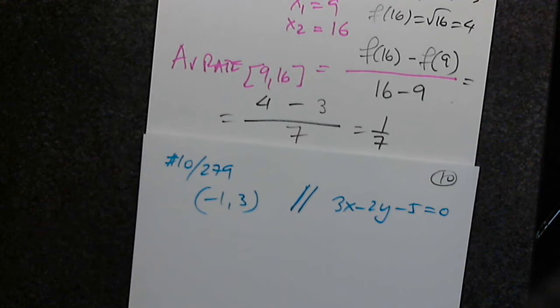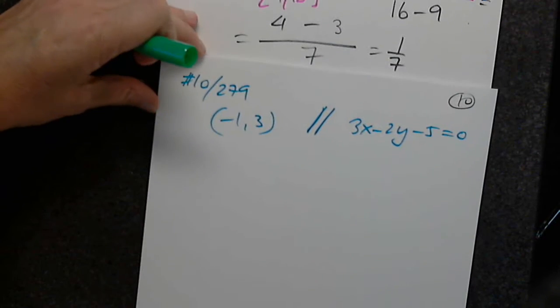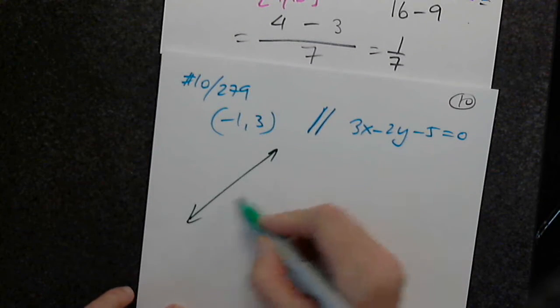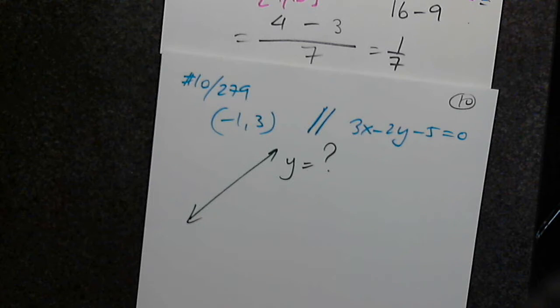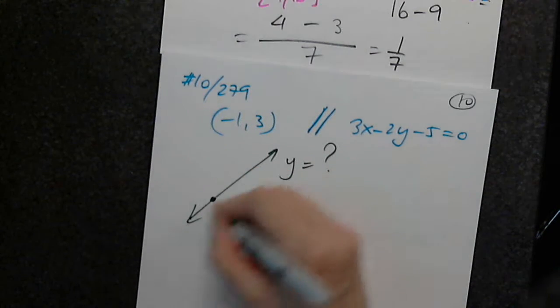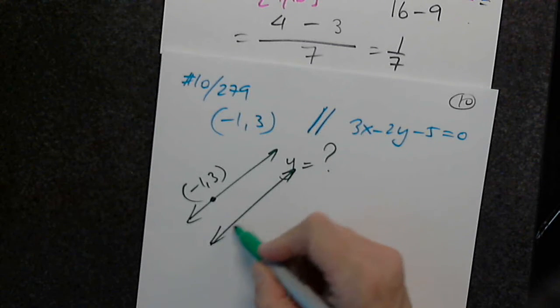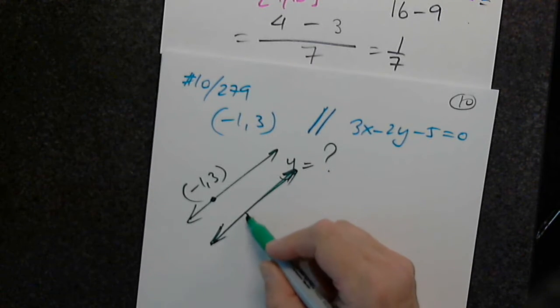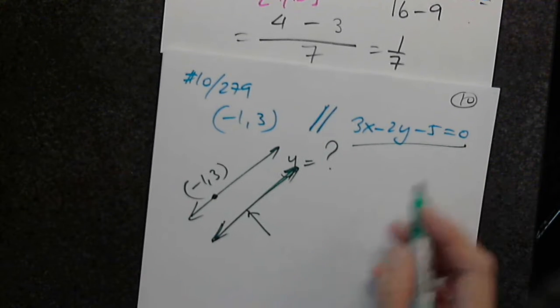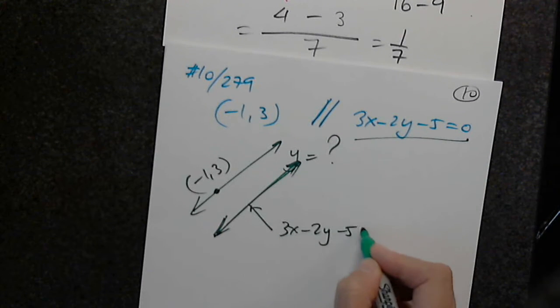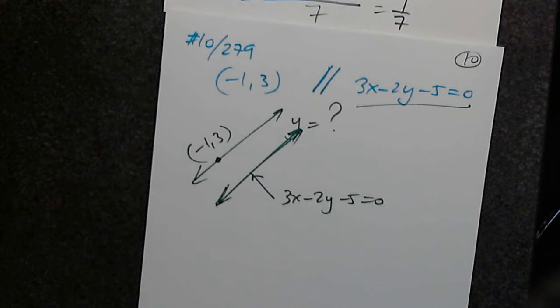Okay, so I'm just going to draw the scenario here. Just the scenario. So here is the idea. We're asked to find the equation of this line. We don't have it. But we have two things about it. We know two things about it. That somewhere along the line, I will be finding this point, negative 1 comma 3. And this line happens to be parallel to another line whose equation is given as 3x minus 2y minus 5 equals 0.